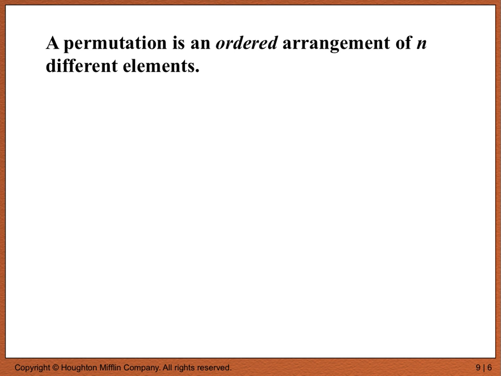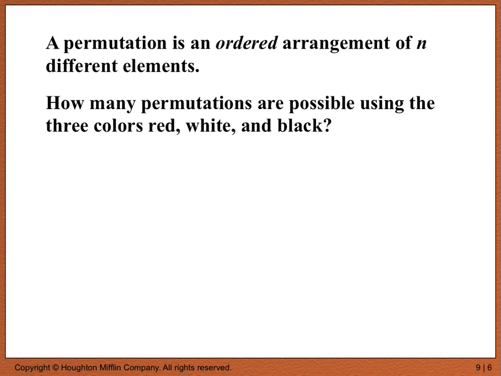A permutation is an ordered arrangement of n different elements. How many permutations are possible using the three colors red, white, and black? All right, so red, white, black, black, red, black, white. These are different permutations, ordered sequences. And the question is, how many are possible with these three colors?